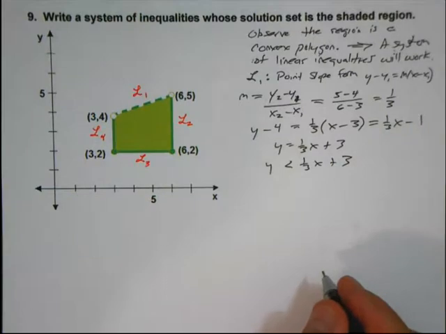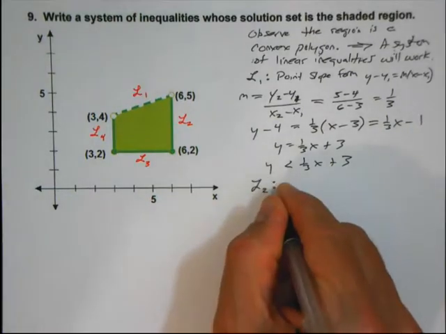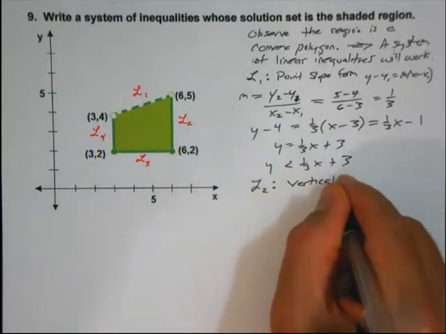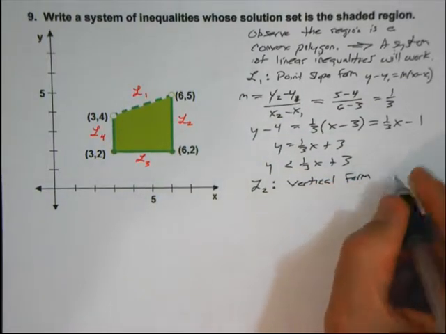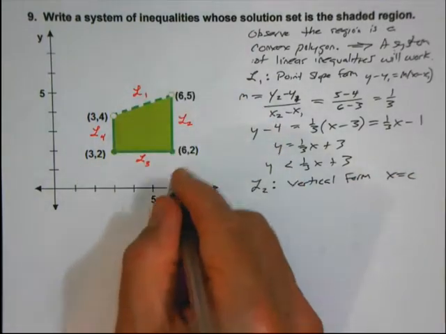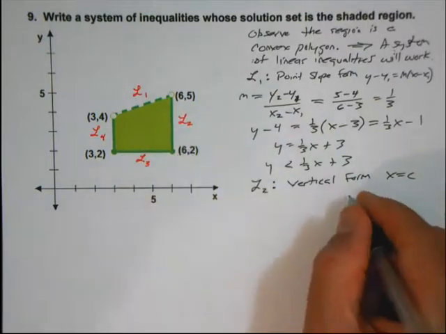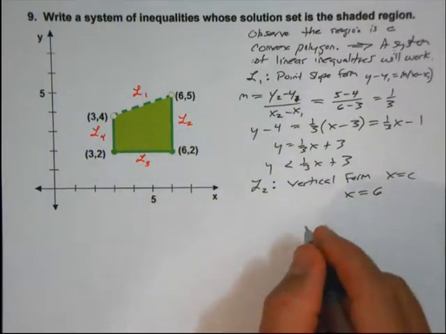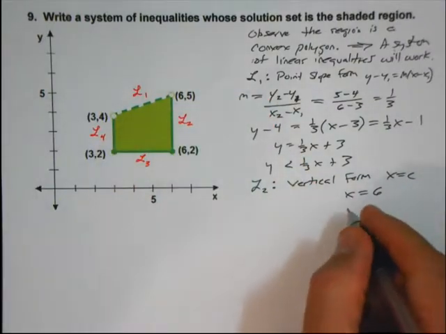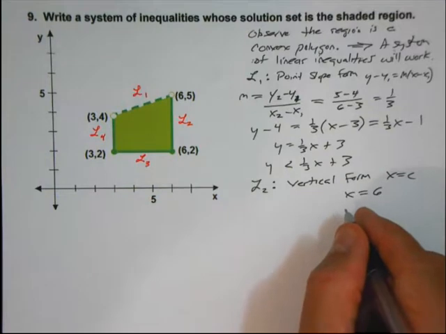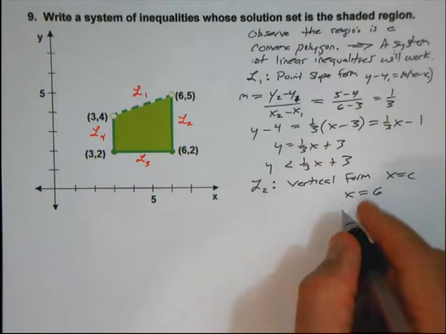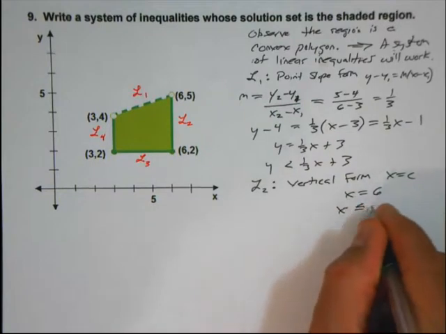Okay, there's L1. L2. Alright, what about this? We have this vertical form coming to mind, that's x equal to a constant. In this case, x is specifically held to be equal to 6. Now, which side of the line do we want? We want to be to the left of that, so we want x less than 6. Also, this is solid, so we need to include the equality case as well. We've got x less than or equal to 6.